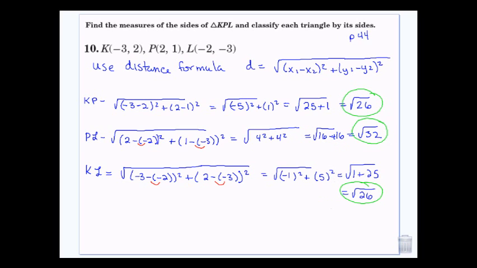Plus 16. Sorry, let me make that clearer. Okay, here are my 3 side lengths. 2 of them match. What kind of triangle is this? Isosceles.